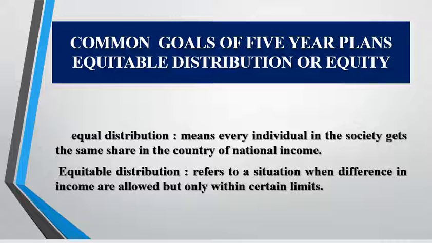Like a clerk would be getting the same salary as a CA, which is not possible. But equitable distribution means persons who are working at the same level, like a clerk working in A department and a clerk working in B department, should get almost the same salary. It refers to a situation where differences in income are allowed, but only within certain limits.